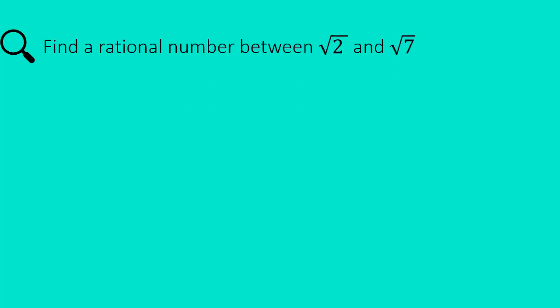So here is our question. Find a rational number between root 2 and root 7. Now we know that between root 2 and root 7 there exist infinitely many numbers. So we have chosen a normal perfect square, 6.25. Now we know that 6.25 is the perfect square of 2.5. So root of 6.25 can be written as 2.5.